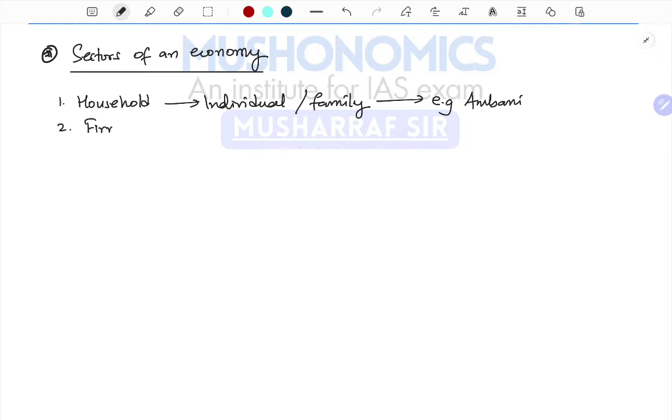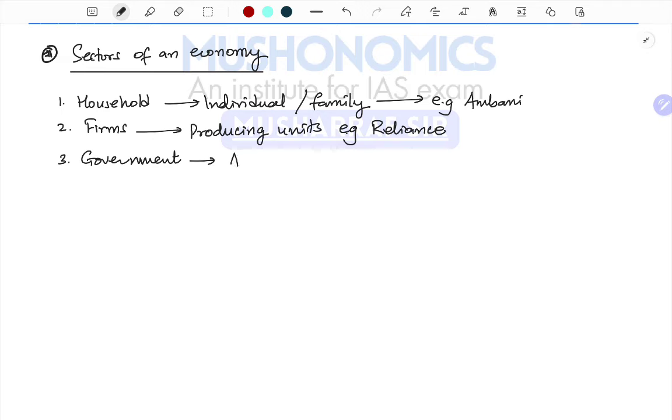Second is firms. These firms are nothing but producing units. They are involved in production of goods and services. So firms are nothing but producing units. If we take the example of Reliance, Reliance is a firm, right? It is involved in production of goods and services. Third, we can take government. The third sector that we can take here is government, and they perform all governance activities.